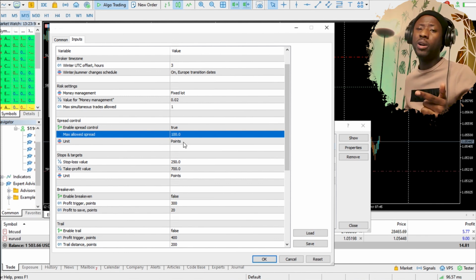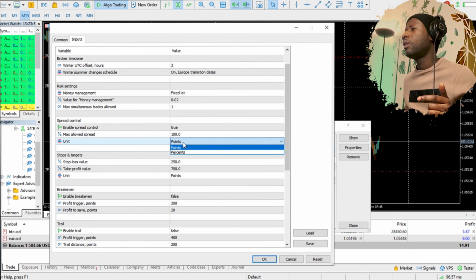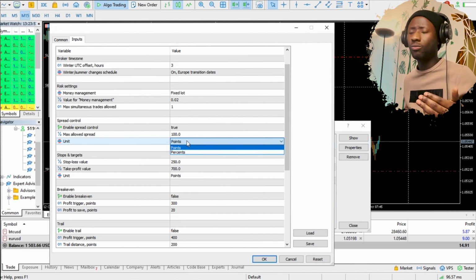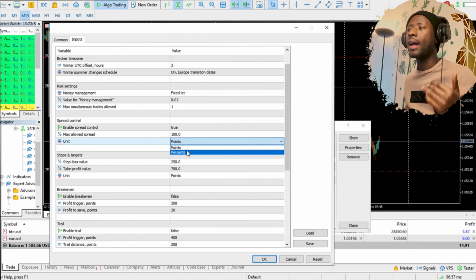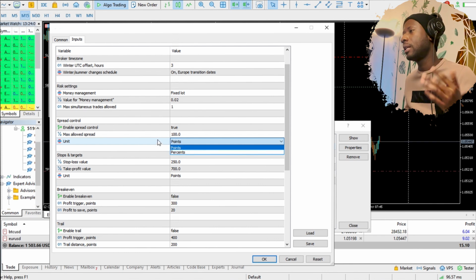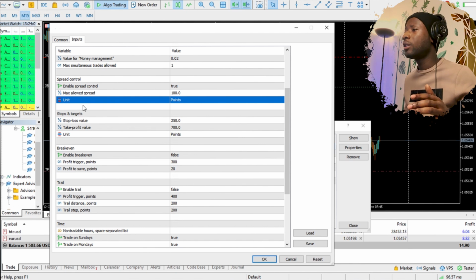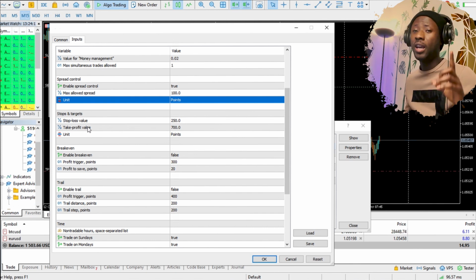Here I have it in points, and this one is in percentage. So you choose whichever of the two suits you best, all right? I prefer the points because then I translate it into pips, and that's all. So this one too is crucial. This is one of the must-have parameters in trading your accounts, all right?